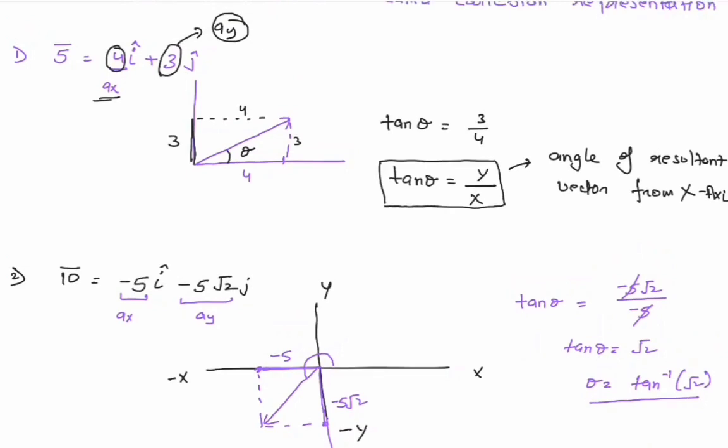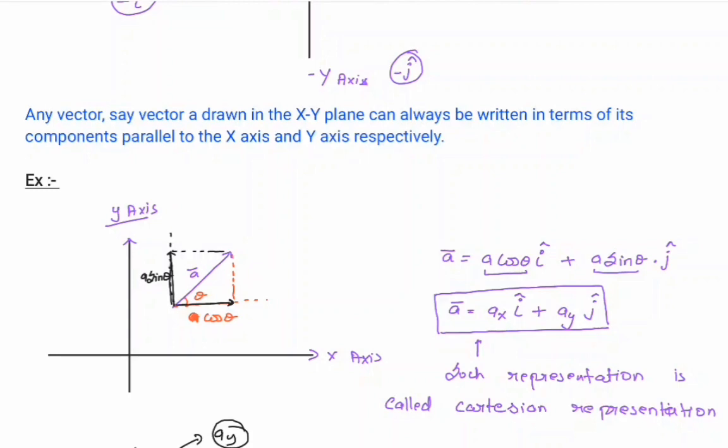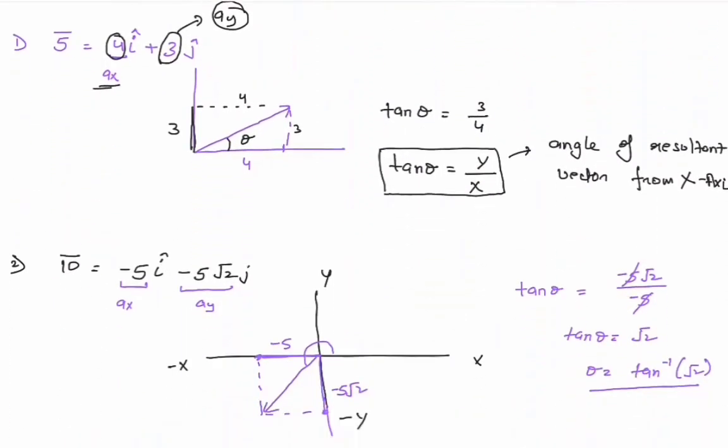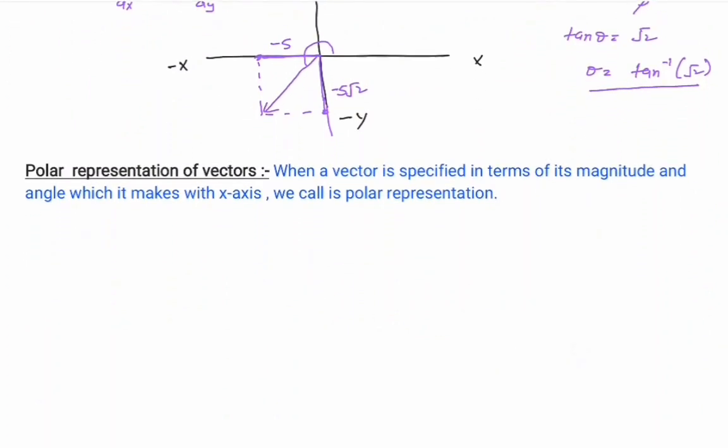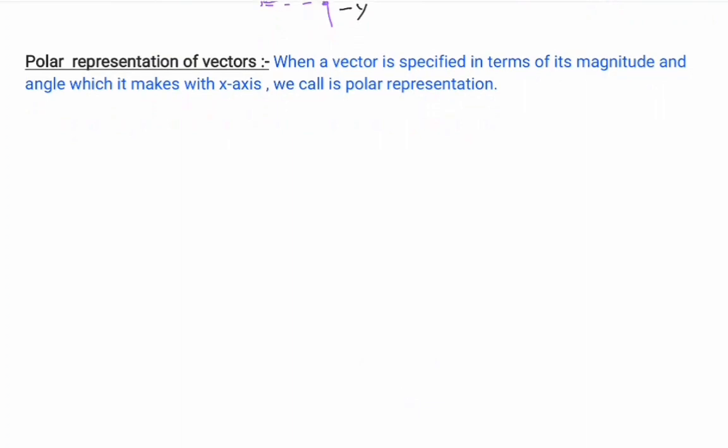Okay, is it clear? The Cartesian representation of any vector: how to represent any vector in a Cartesian coordinate system. Now we will discuss how to represent a vector in polar form. Just read what is written over here. When a vector is specified in terms of its magnitude and the angle which it makes from the x-axis, we call it polar representation.